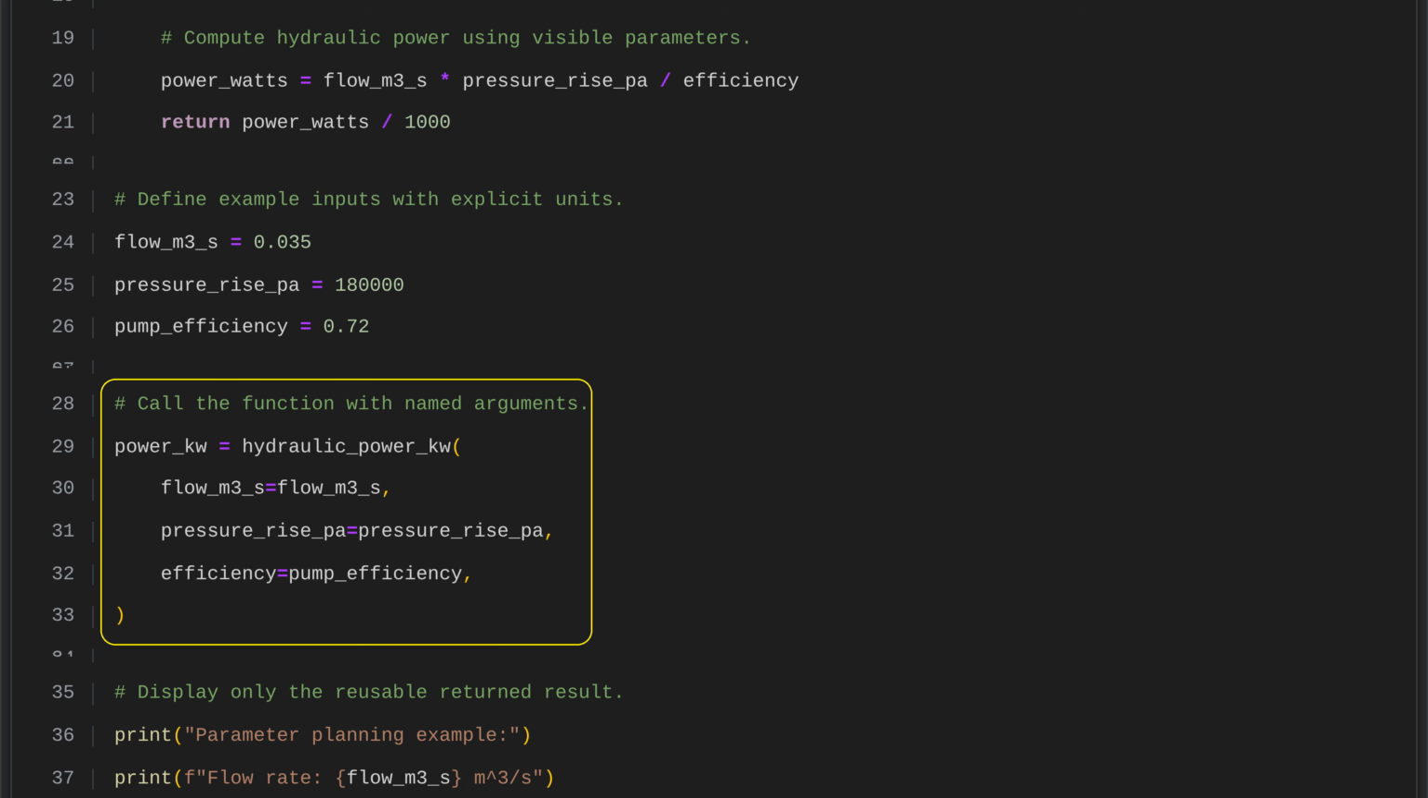The hydraulic power kilowatts function is called with named arguments for clarity. It uses the flow rate, pressure rise, and pump efficiency to calculate the required shaft power in kilowatts, then stores the result as power kilowatts.